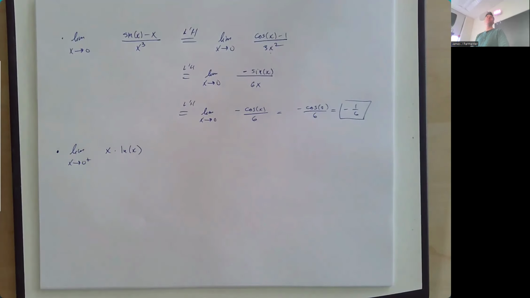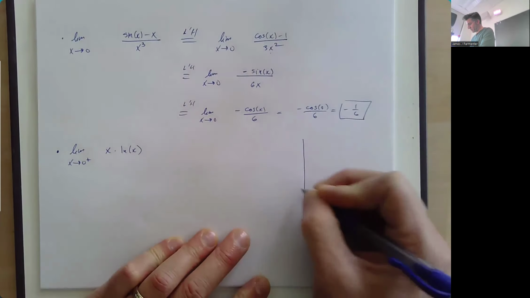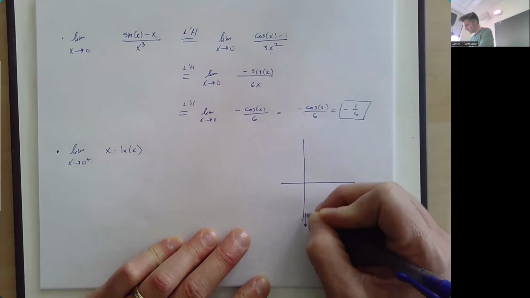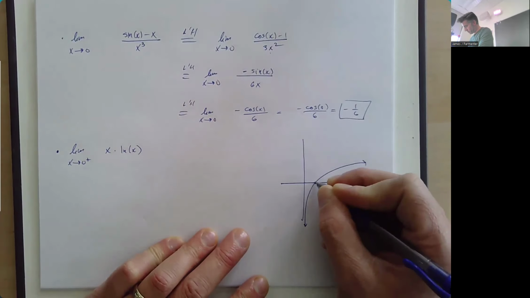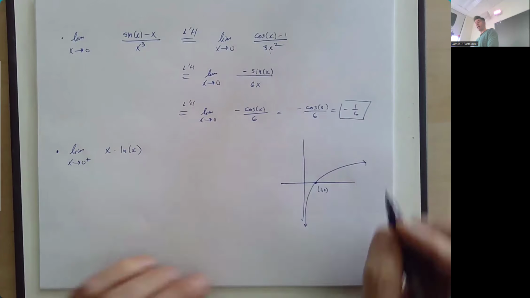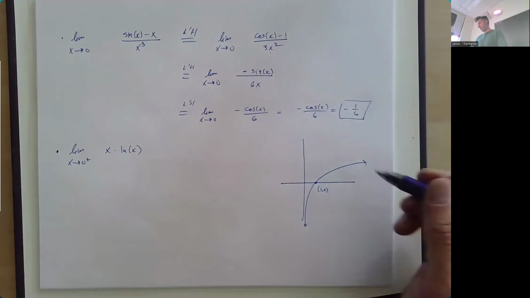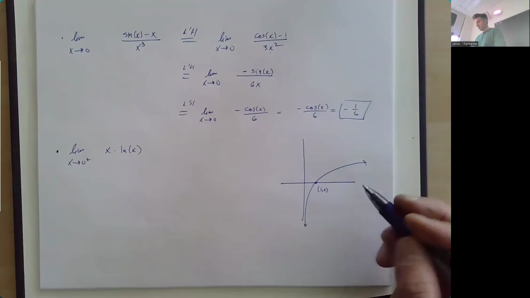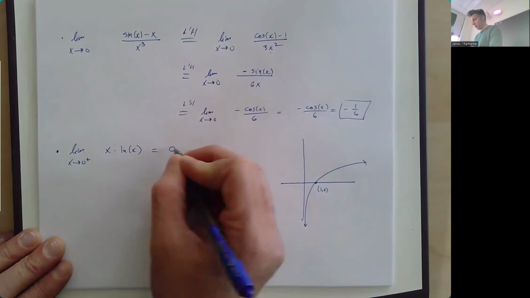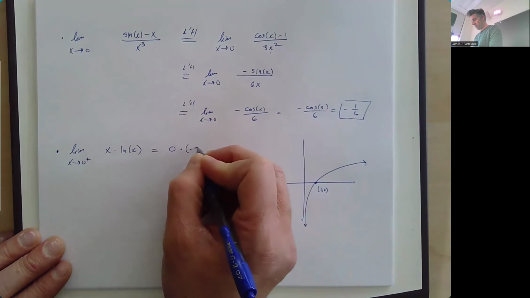It's really, really important that you remember what the graph of the natural log of x looks like, because that's how I'm figuring out what's happening with the natural log of x part. So if I think about the graph of the natural log of x for a second, it looks like this. And as x gets closer and closer to 0 from the right-hand side, the graph goes down, down, down to negative infinity. So this is looking like a 0 times negative infinity.